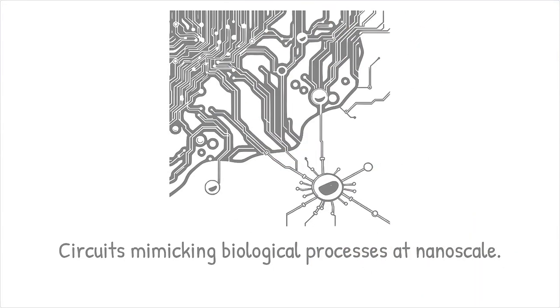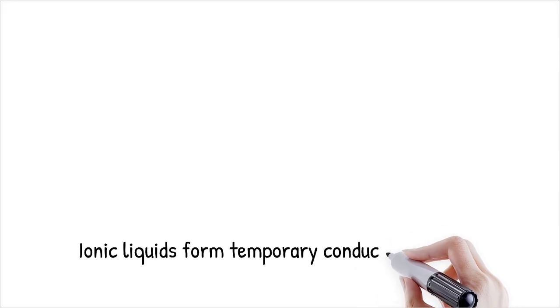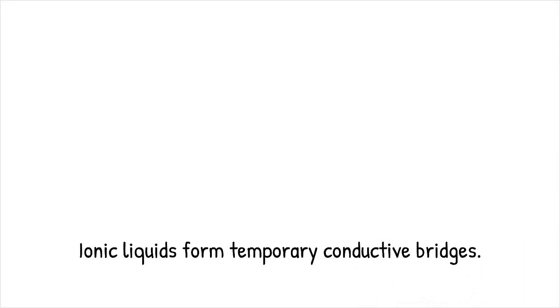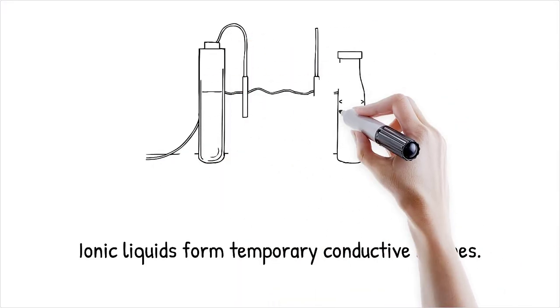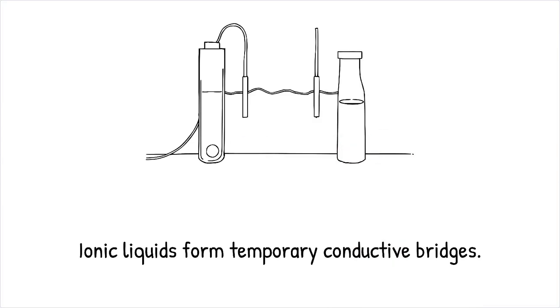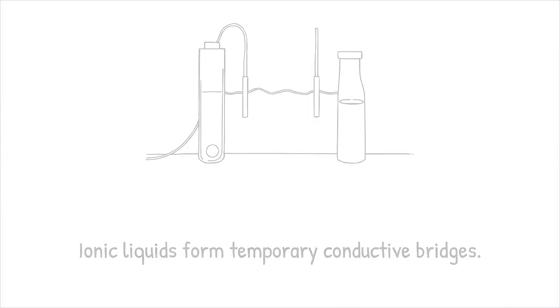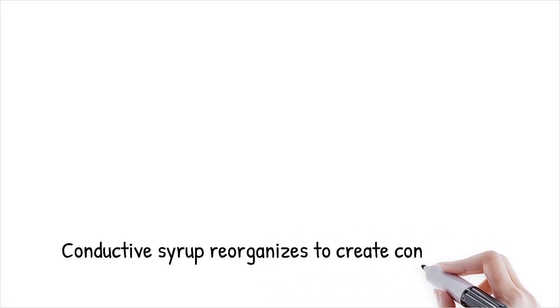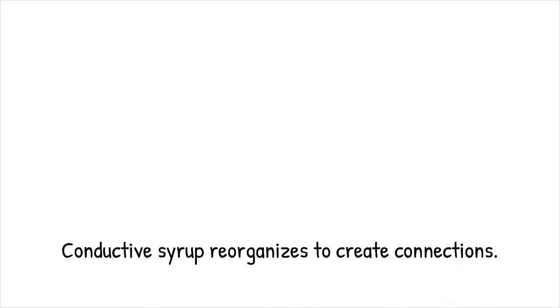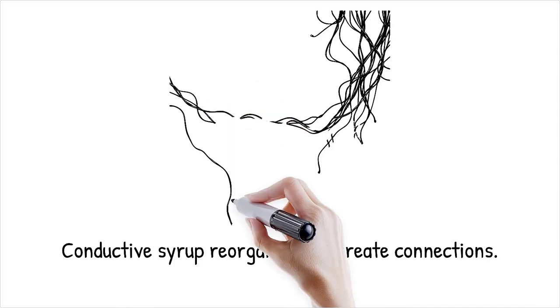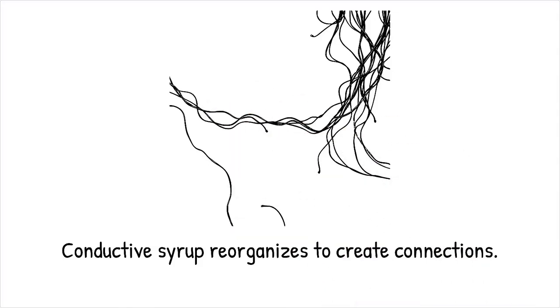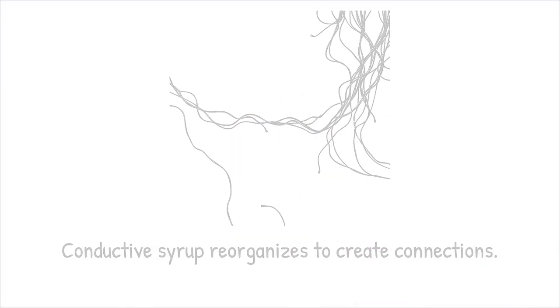A lab demonstration may show an ionic liquid forming temporary conductive bridges between electrodes when a voltage is applied, thereby altering the circuit configuration in real time. It's like using a thick conductive syrup that can flow and reorganize itself to create or break connections, much like water forming puddles and streams in response to gravity and obstacles.